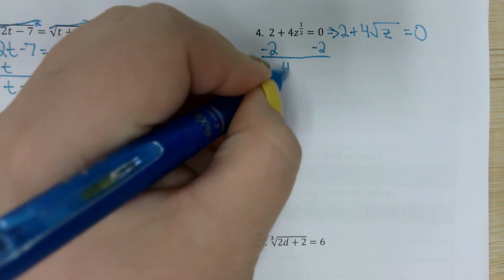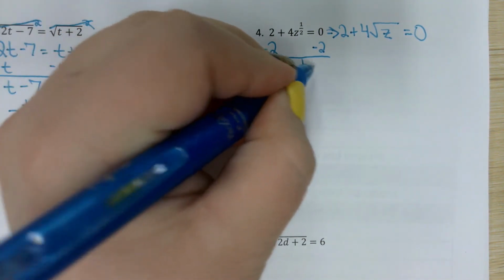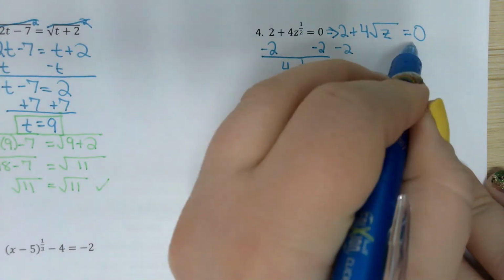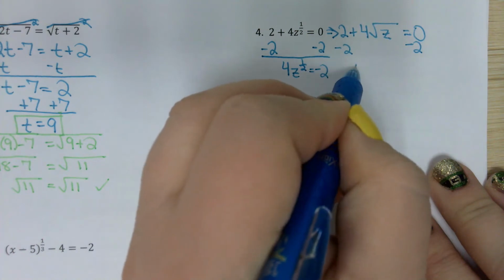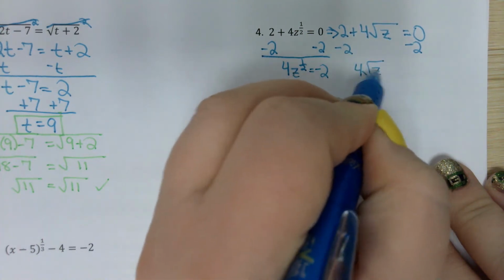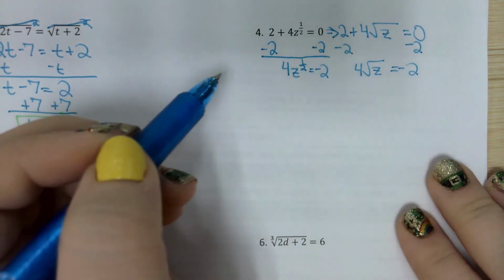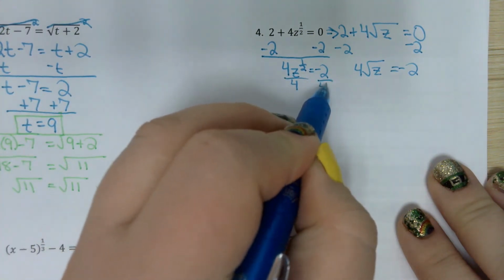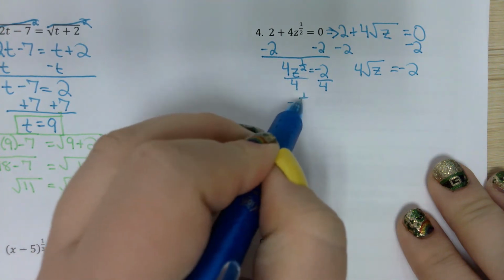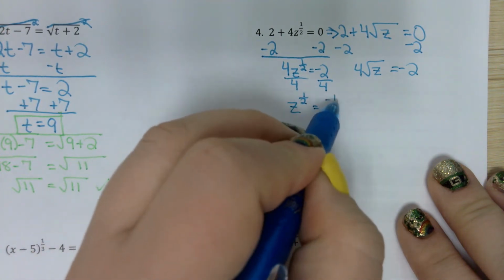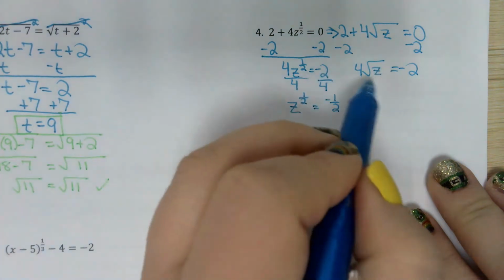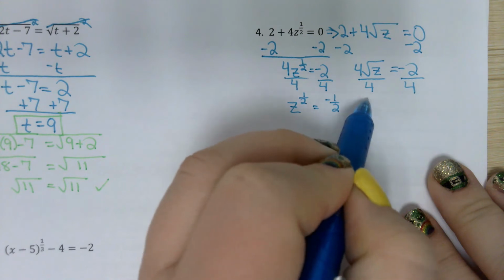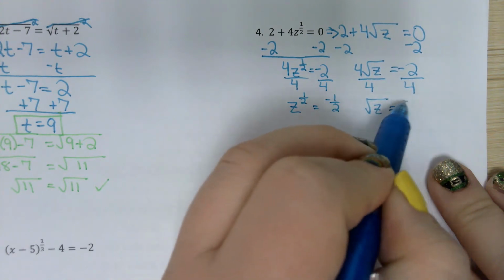And that leaves us with 4z to the 1/2 equals negative 2. Or if you had subtracted 2 from both sides in this form, you would be left with 4 square roots of z equals negative 2. Then we have to divide by 4 on both sides. So z to the 1/2 would equal negative 1/2. Or dividing by 4 on both sides for the other version would leave you with the square root of z equaling negative 1/2.